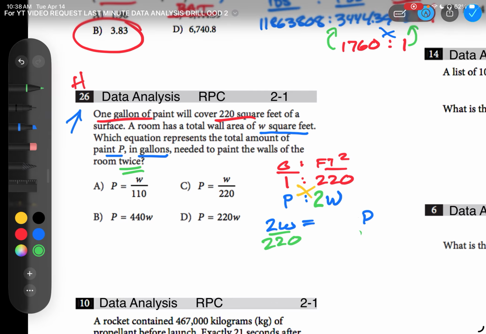Do you see your answer? Some students will be like, oh my goodness, I made a mistake. No, let's reduce. That's going to reduce to 1, and that's going to reduce to 110. So our answer is W over 110, which is A as in Apple Jacks. Was this question really that hard? No, these are not that hard.